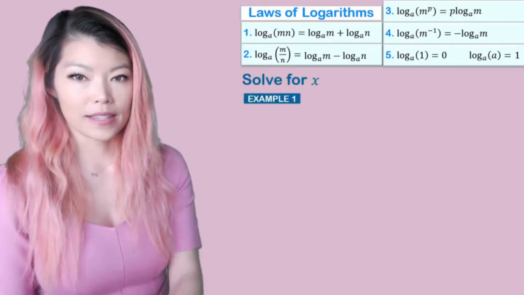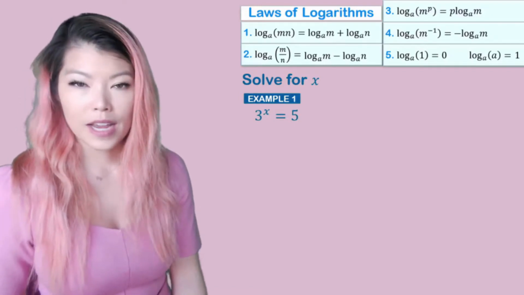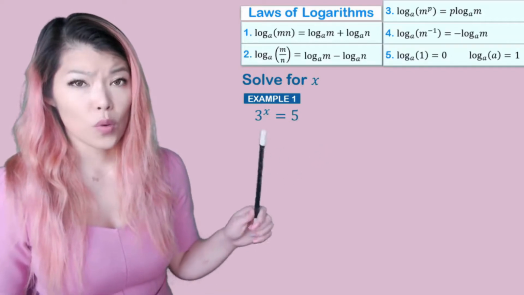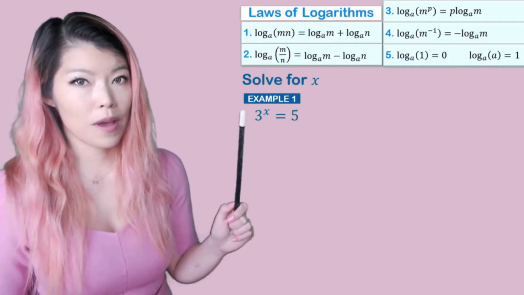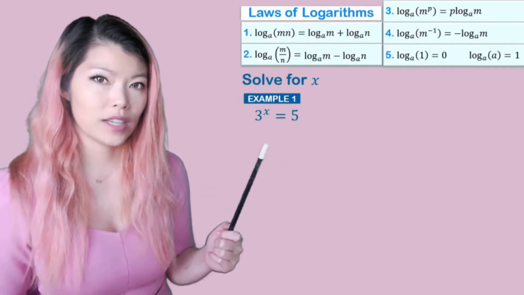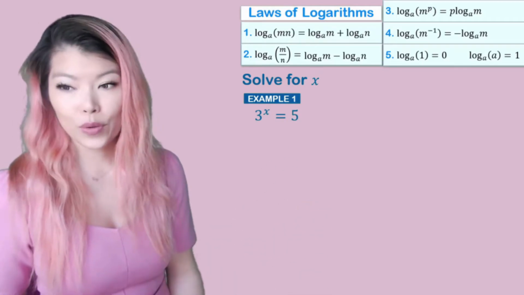So solve for x. Let's say we have an example of 3 to the x equals 5. What power of 3 gives us 5? Well, when x is 1, 3 to the power of 1 is 3. When x is 2, 3 to the power of 2 is 9. So x must be between 1 and 2. How do we work that out?